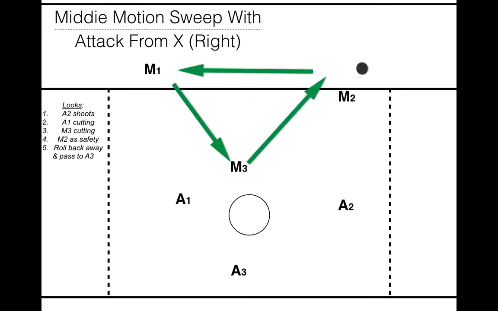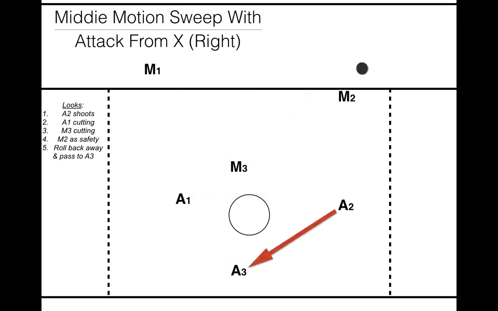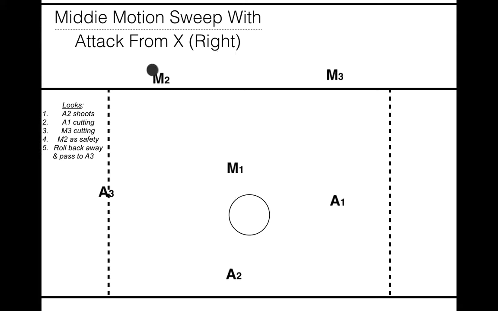And then you should already be thinking ahead, if you're an attackman, what's going to happen here? A2 is going to cut across. A1 is going to cut across. A2 is going to go to X. And A3 is going to pop out wide. A3 pops out wide on this sweep because the attack is going to come from X.